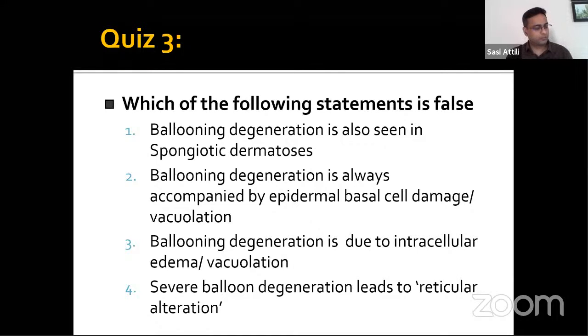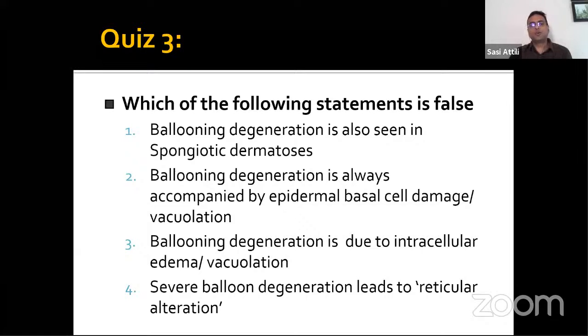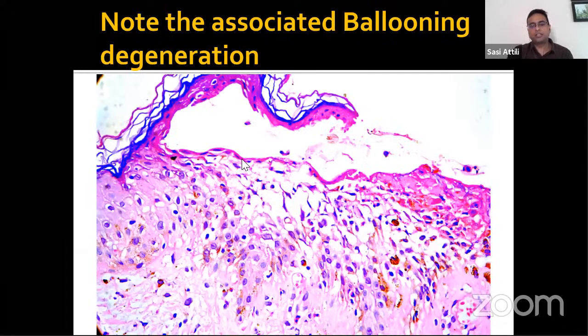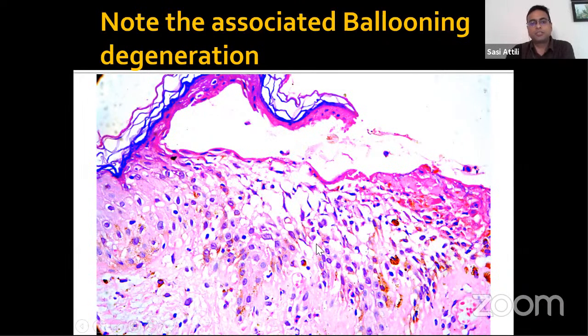Give another 3-4 seconds. We got a few responses saying 2 is the answer, sir. 2, yes, indeed. So ballooning degeneration is definitely seen in spongiotic dermatosis. It's due to intracellular edema, and severe ballooning degeneration leads to reticular alteration. You're quite right. So reticular alteration refers to this feathery appearance in severe ballooning degeneration. This feathery, wire-like appearance of the epidermis is called reticular alteration for people who don't know it.